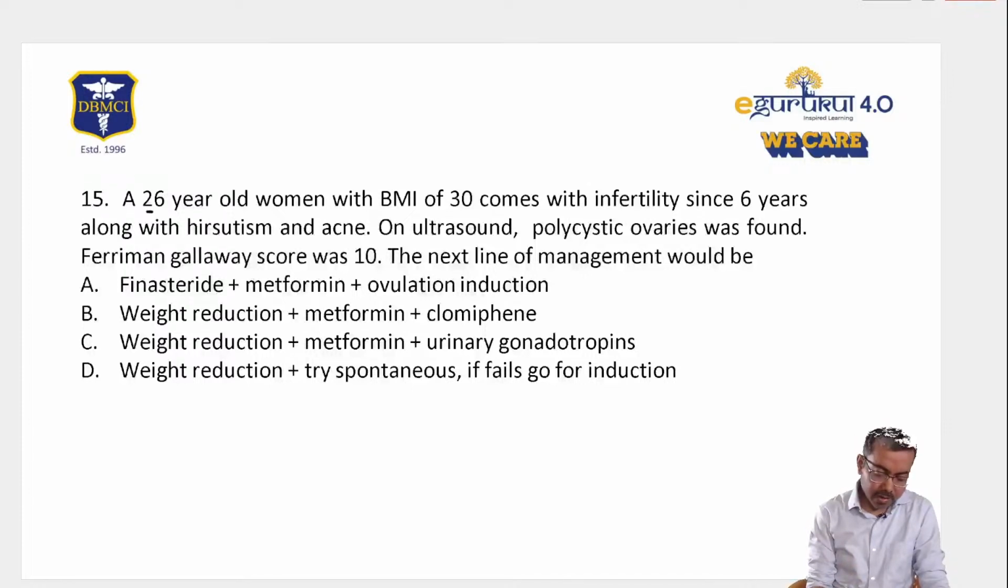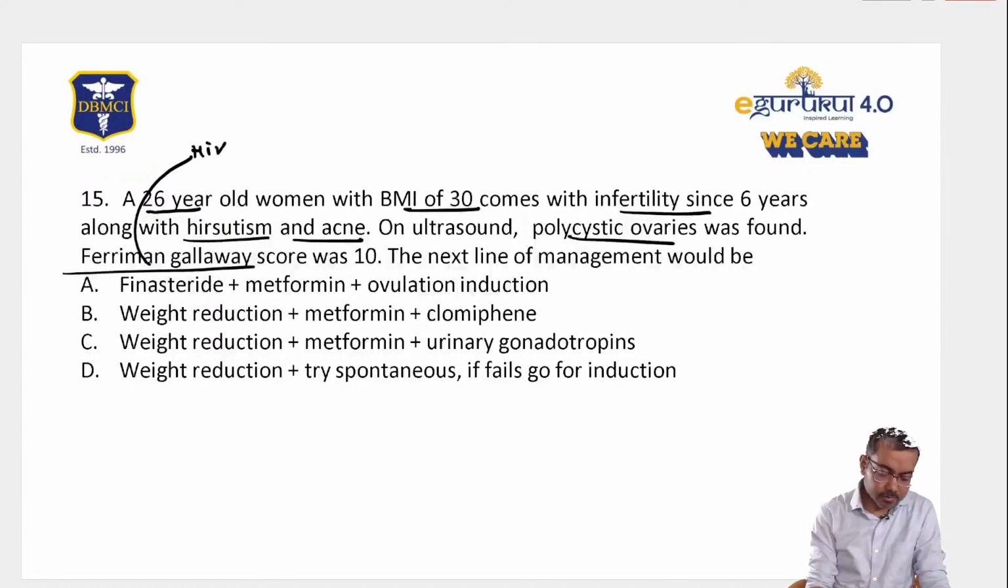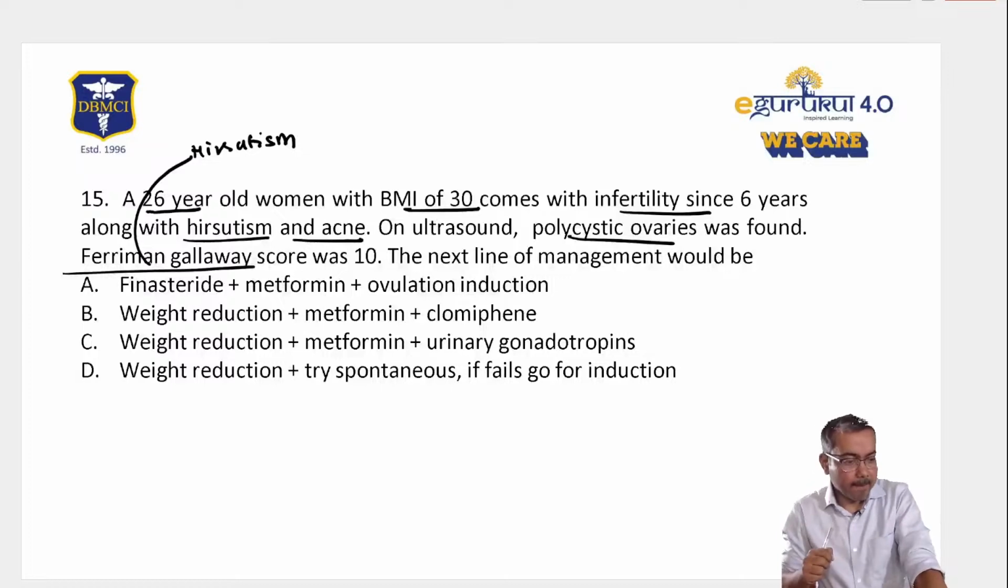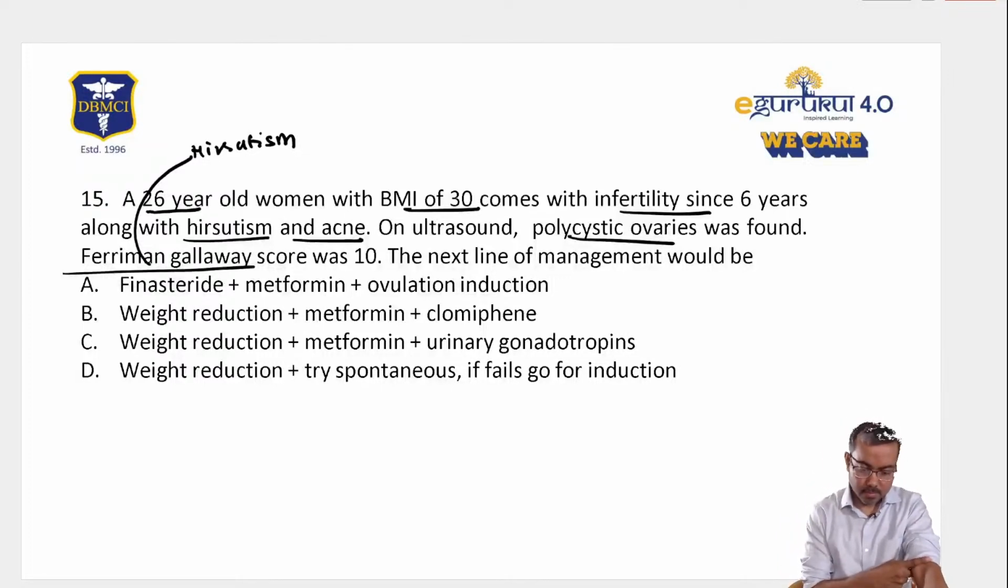All right, 26-year-old woman, again BMI is high, infertility, hirsutism, acne, PCOD, everything is there. Ferriman Gallwey is a score for hirsutism. Okay, next line of management would be: finasteride, metformin, ovulation induction, weight reduction. Tell me the answer, everyone.